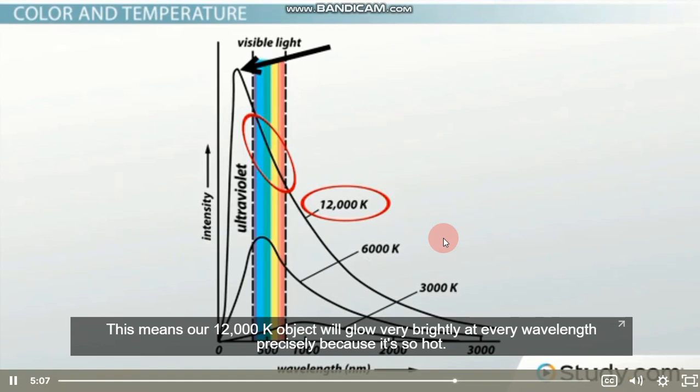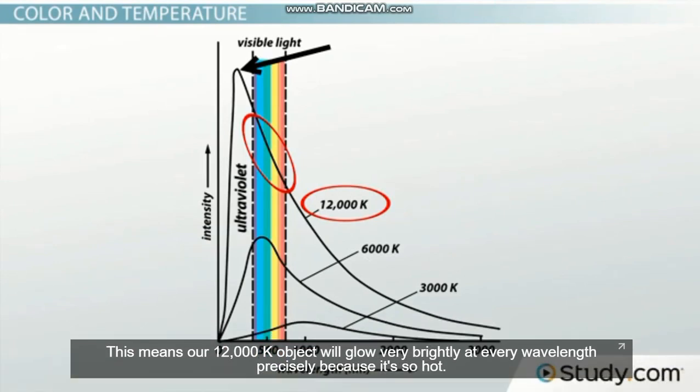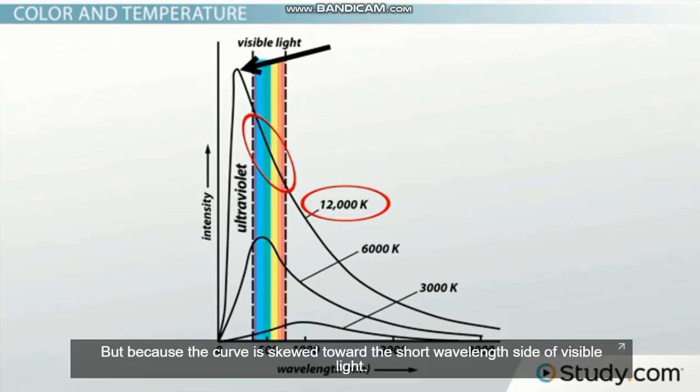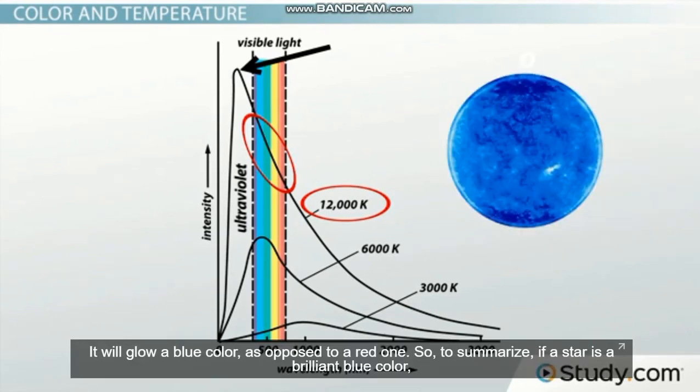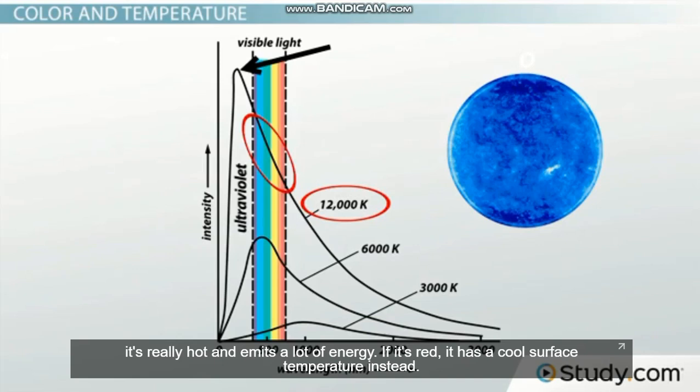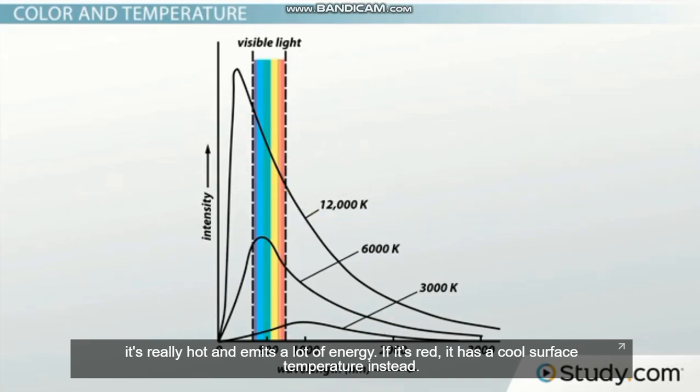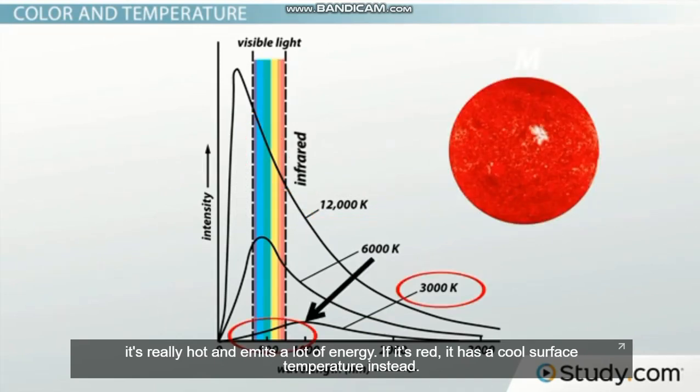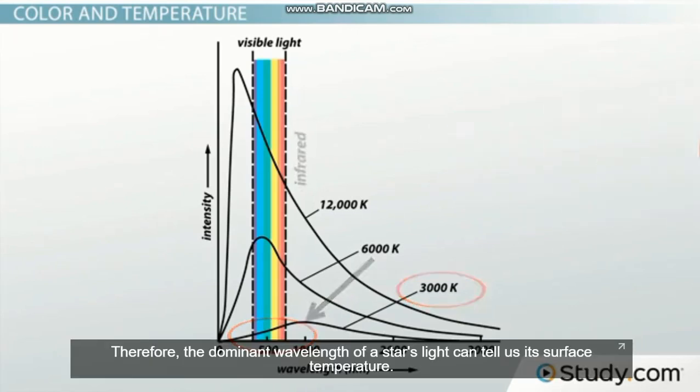This means our 12,000 Kelvin object will glow very brightly at every wavelength precisely because it's so hot. But because the curve is skewed toward the short wavelength side of visible light, it will glow a blue color as opposed to a red one. So, to summarize, if a star is a brilliant blue color, it's really hot and emits a lot of energy. If it's red, it has a cool surface temperature instead. Therefore, the dominant wavelength of a star's light can tell us its surface temperature.